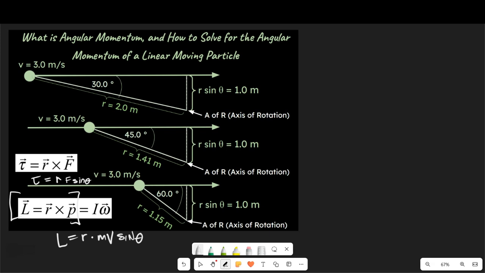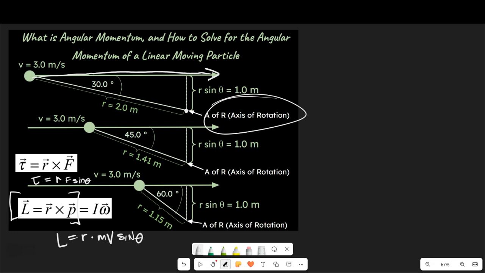For now I've demonstrated this with three different drawings here, and what I've done is draw an arbitrary axis of rotation right here. The question I want you to think about is, does a linear moving particle, like we have right here, moving with this v value, have angular momentum? It's tempting to think that the answer is no initially, but it turns out that there is some constant angular momentum for a linear moving particle, and that's what we have here.